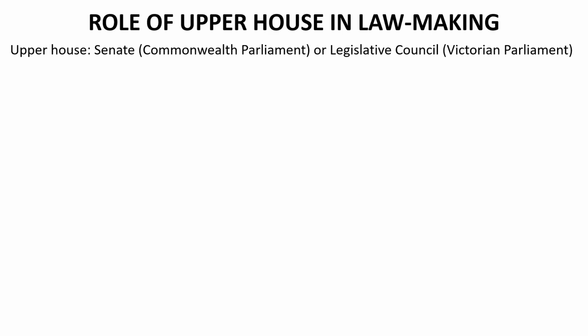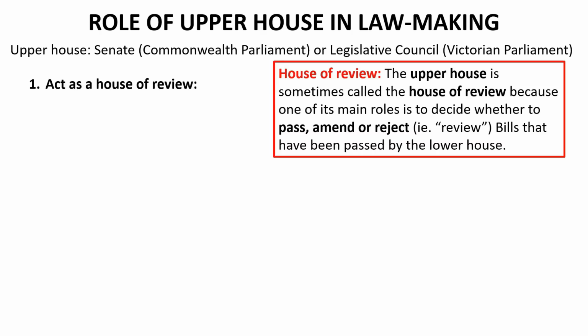We'll now turn to the roles of the upper house in lawmaking, that is, the roles of the Senate in the Commonwealth Parliament and the Legislative Council in the Victorian Parliament. There are three roles of the upper house in lawmaking. The first role is to act as a house of review. This means that the upper house must decide whether to pass, amend or reject, that is, review, bills that have been passed by the lower house.